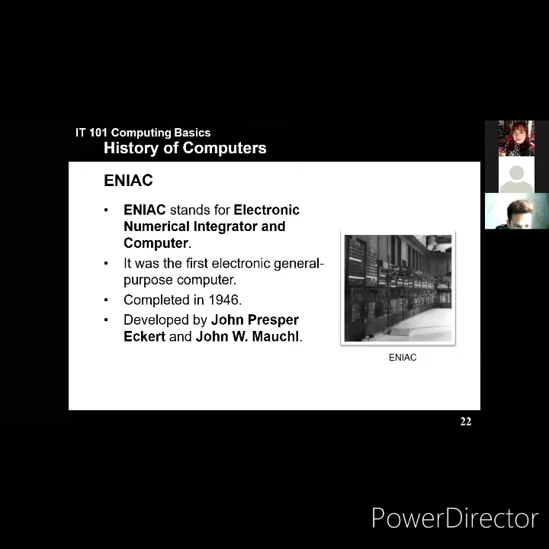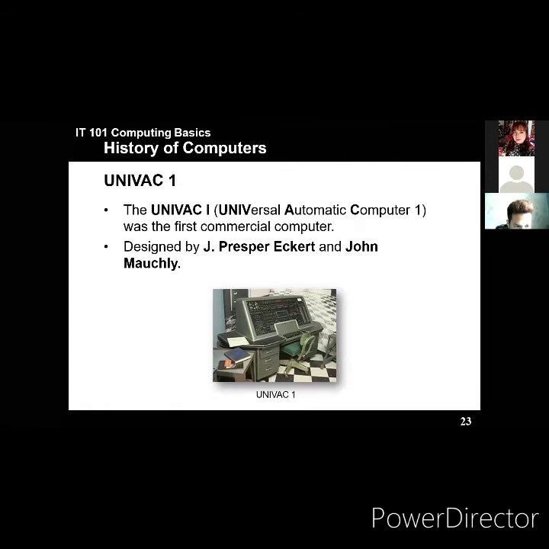ENIAC stands for Electronic Numerical Integrator and Computer. It was the first electronic general purpose computer. Kasi meron na po tayong electricity during that time. Kaya yan yung first electronic general purpose computer, completed in 1946, developed by John Presper Eckert and John Mauchly. So yan yung ENIAC. Again, it occupies one room. Next is the UNIVAC 1.